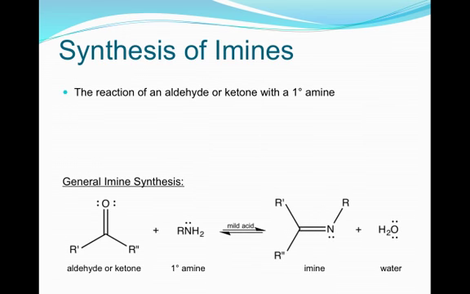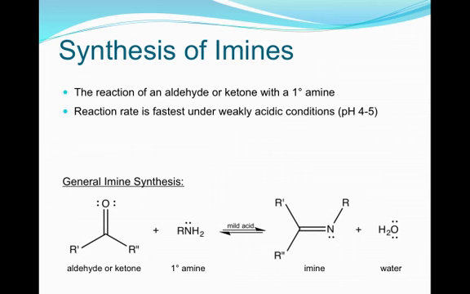A general synthesis of an imine is shown below. Here, an aldehyde or ketone is shown to react with a primary amine. A primary amine bears two hydrogen atom substituents and one carbon-centered substituent. This reaction is an equilibration that typically occurs under mild reaction conditions. Nevertheless, the reactions are fastest under weakly acidic conditions, typically around pH 4 to 5.